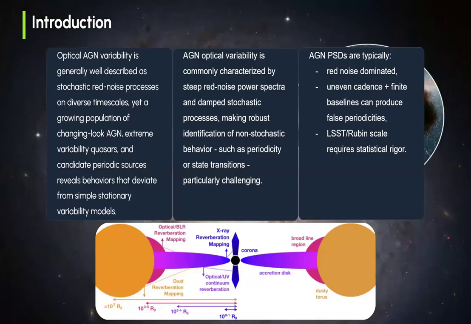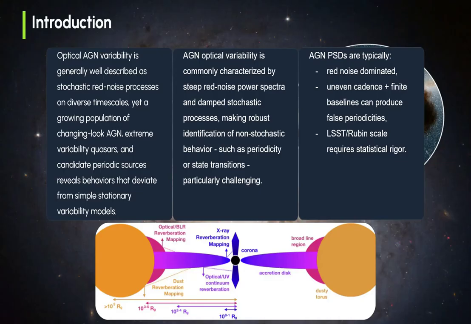So just a brief summary of the science scenario we are about to dive into here. Optical AGN variabilities generally were described as stochastic red noise processes on diverse timescales, yet a growing population of changing look AGN, extremely variable quasars and candidate periodic sources reveals behavior that deviates from simple stationary variability models, right? AGN variability is commonly characterized by steep red noise power spectra and damped stochastic processes, making robust identification of non-stochastic behaviors such as periodicity or state transitions particularly challenging to work with.